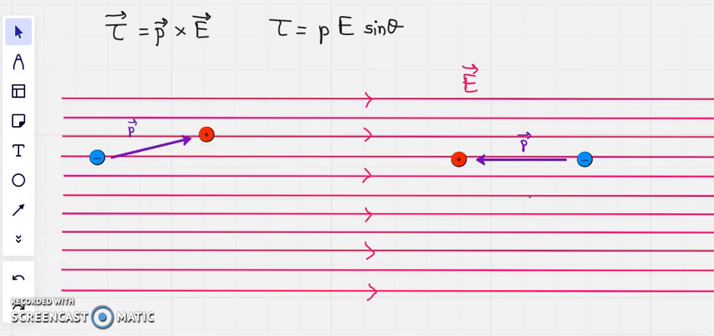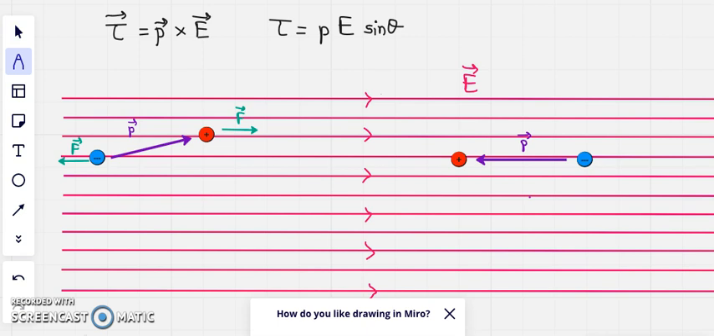I have rotated the dipole slightly in the counterclockwise direction. Now there's going to be a net torque on this dipole. There's going to be a force on each charged particle. There's going to be a force in the right hand direction on the positively charged particle following the direction of the electric field, whereas the negatively charged particle will experience a force in the opposite direction, to the left. These two forces will create a net torque in the clockwise direction.